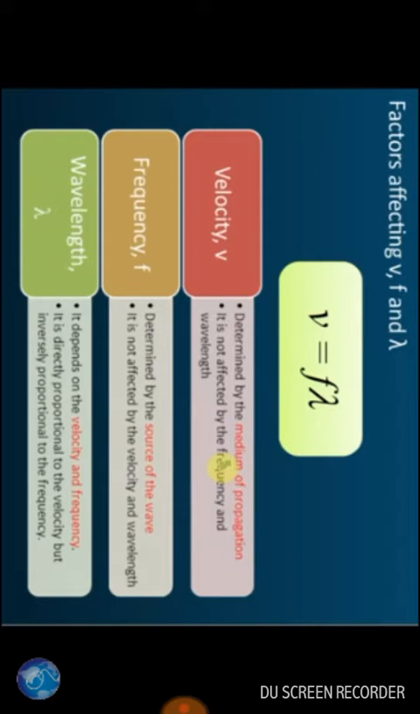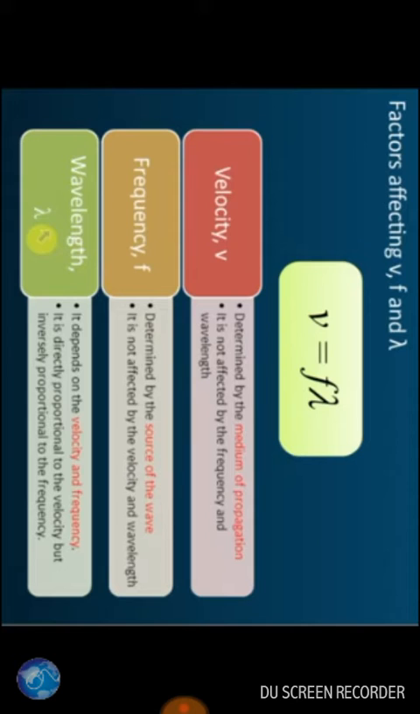For a sound wave, if it travels in solid, it will be very fast. If it travels in air, it will be very slow. So those are the factors that affect speed. It's not the frequency. That is another important thing that you need to know.